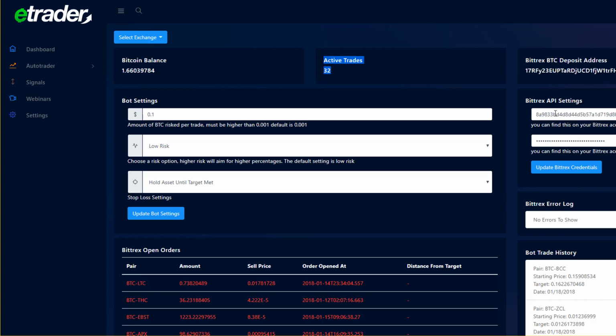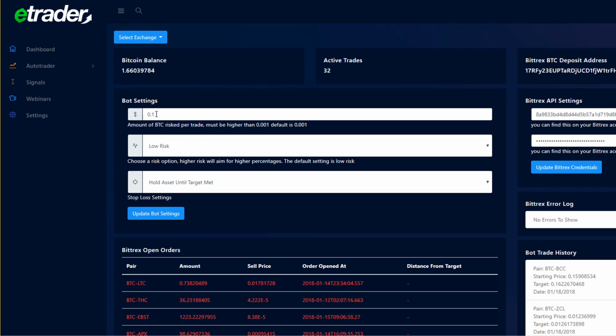Here's where you simply paste in your API settings. So it's very easy to integrate this and have it communicate with Bittrex. Then you adjust these three settings, and that's all you do. First, you determine how much Bitcoin you're going to risk by making sure that Bitcoin is in your account. And then, number one, the amount of Bitcoin you want to risk per trade. It has to be higher than 0.001.